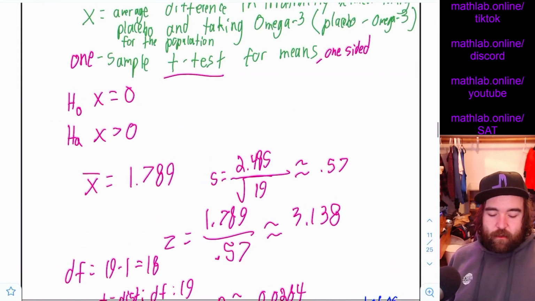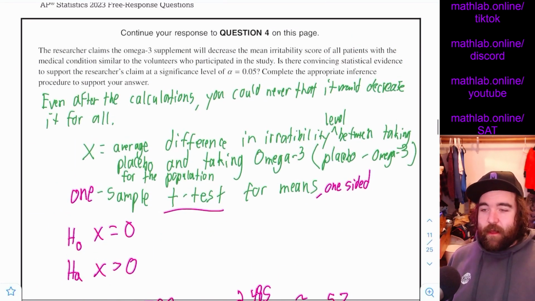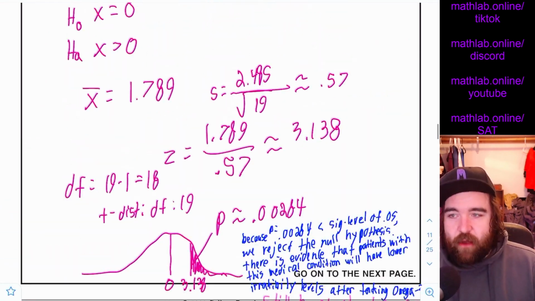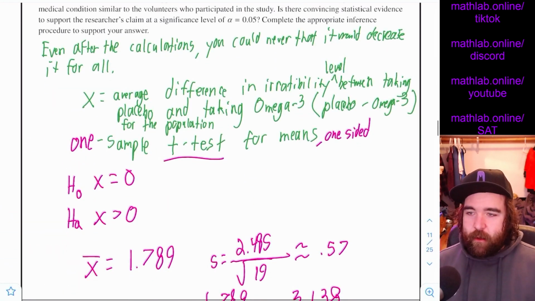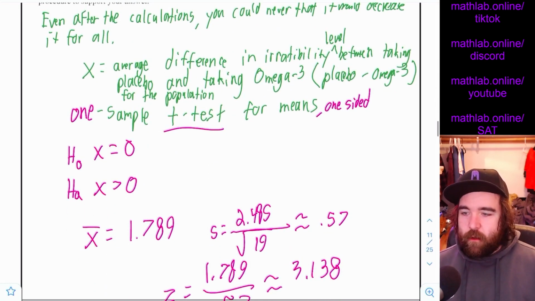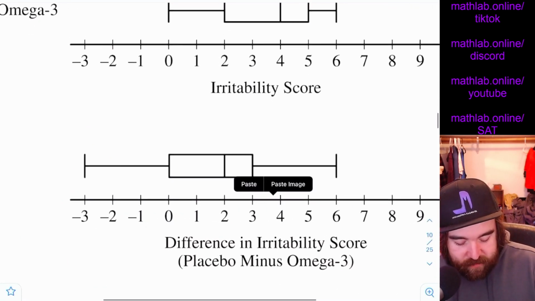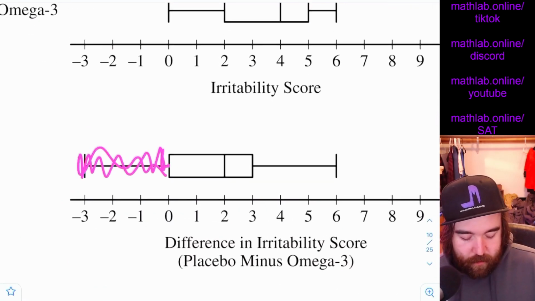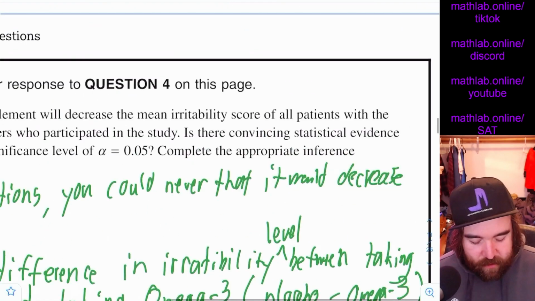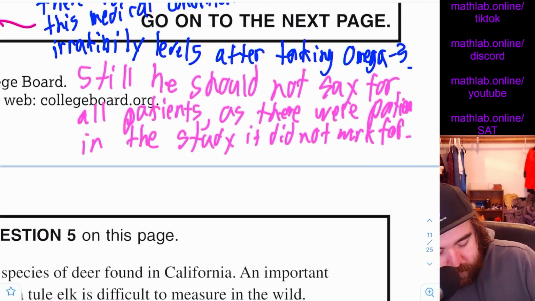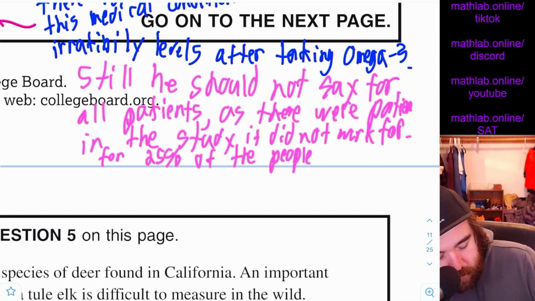Interesting. Nice little question about medical stuff, honestly, as long as I answered it right. There's definitely decently strong evidence, with a 0.002 p-value, that taking omega-3 makes you less irritable. However, we look at the data and we see actually 25% of people. Let's actually specify that, because that's brutal. 25% of people it made worse. For 25% of the people, it was worse.